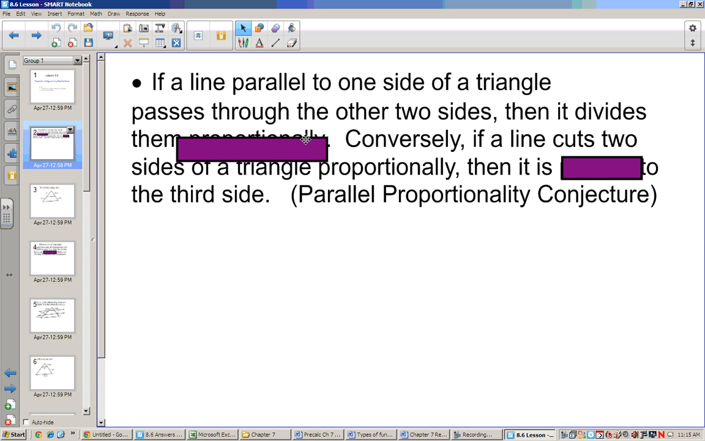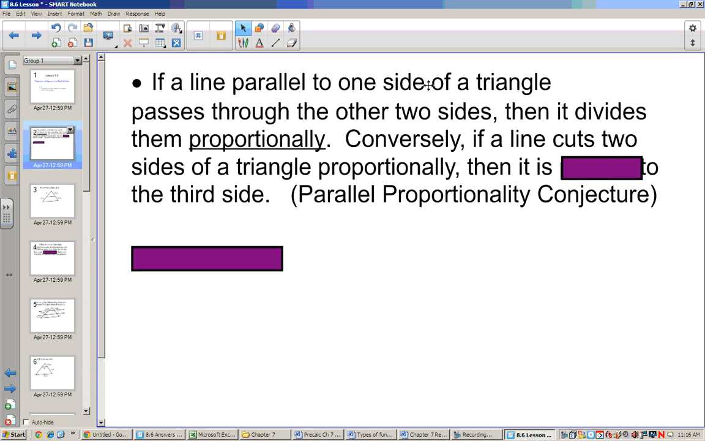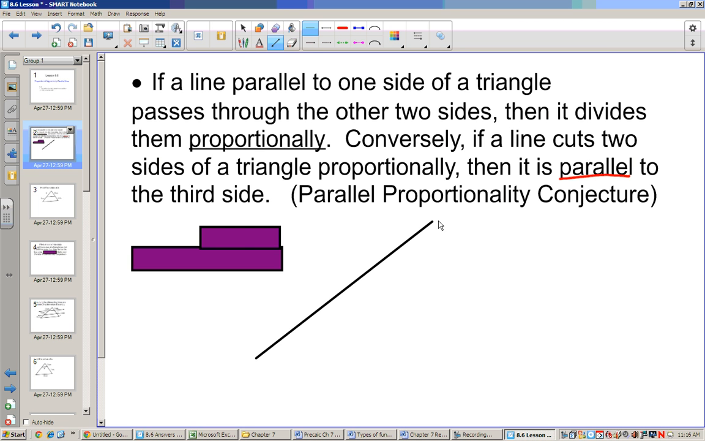So the first conjecture: if one line parallel to one side of a triangle passes through the other two sides, then it divides them proportionally. Conversely, if a line cuts two sides of a triangle proportionally, then it is going to be parallel to the third side. Now that's just a bunch of words. Let's see if we can figure out what that actually means.